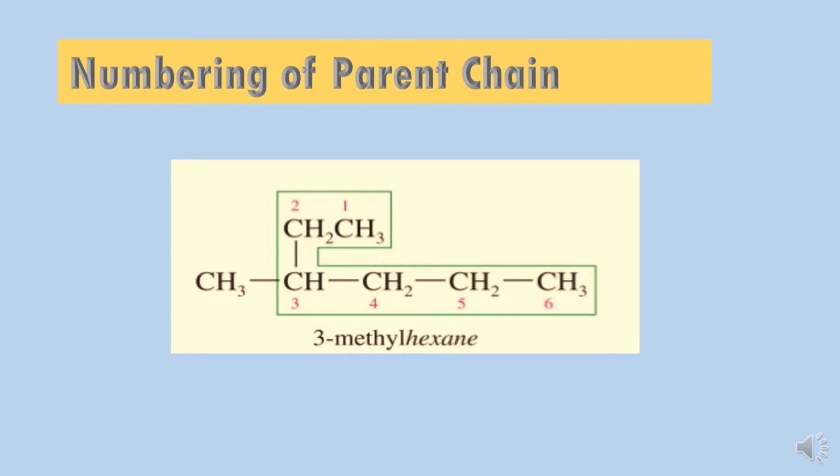Next thing is how to number the parent chain. Now we have selected the chain, and after that, how do we number that parent chain? So numbering should be done in preference of the substituent, from which end the substituent gets the lowest position. So the lowest locant rule is to be applied.